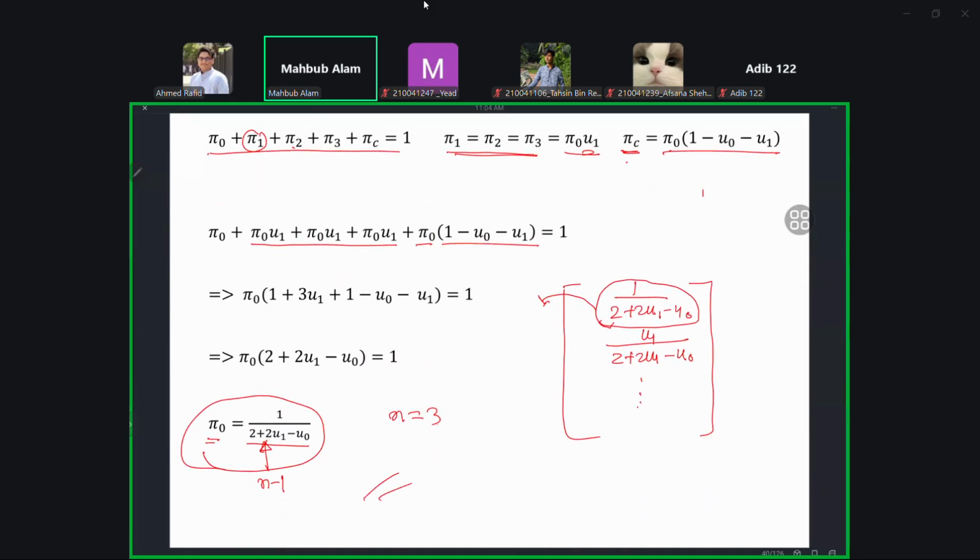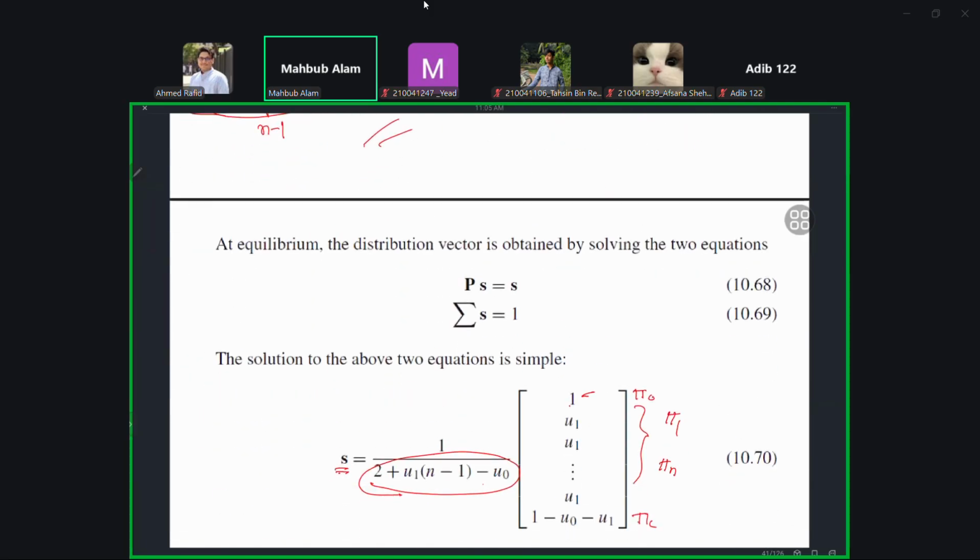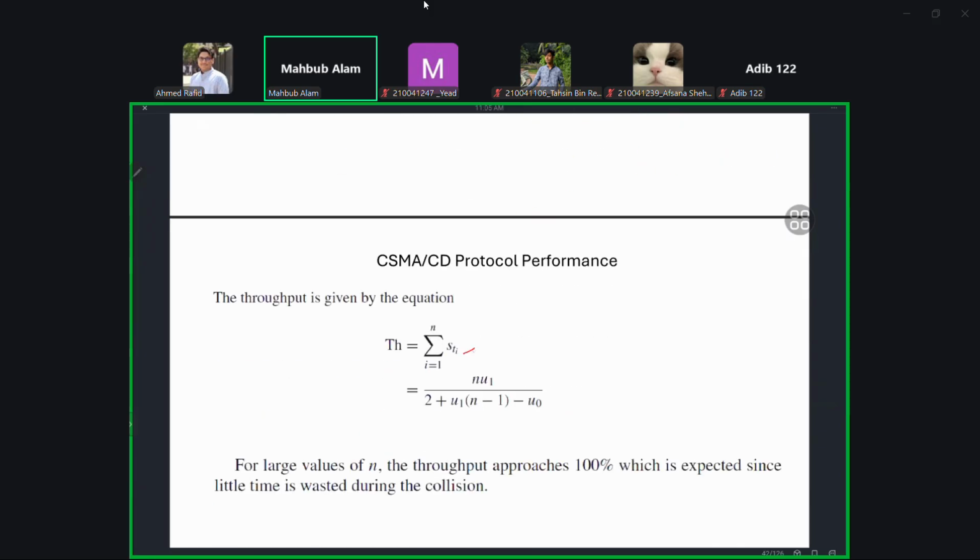So this is the steady state solution of the Markov chain that represents the CSMA CD transmission states: idle, transmitting, and collision. And from here, we can easily calculate the throughput. This throughput will be for all the T1 to Tn, where successful transmissions are there, so we need to sum all of these. That's why, since there are n slots, the probability is multiplied by n.